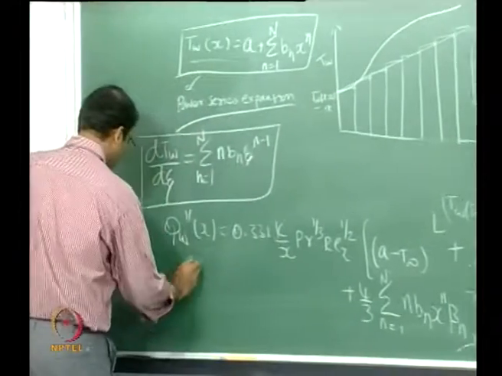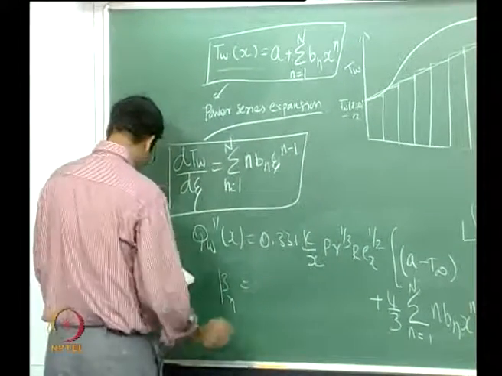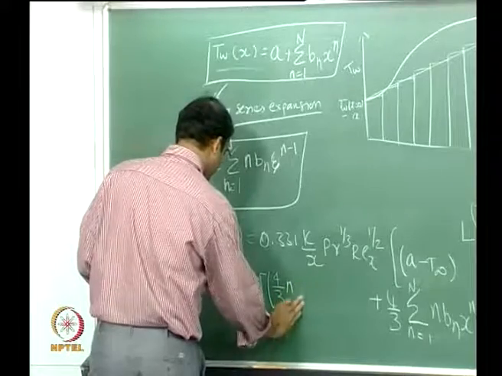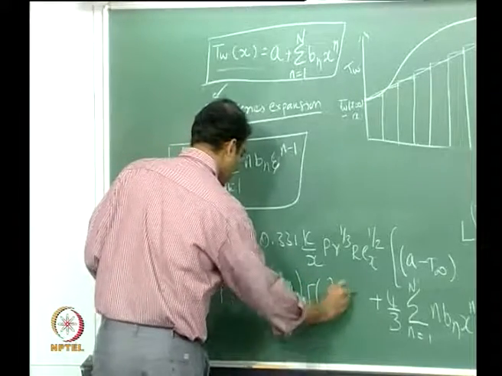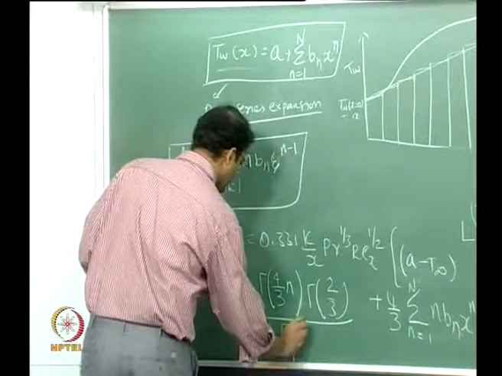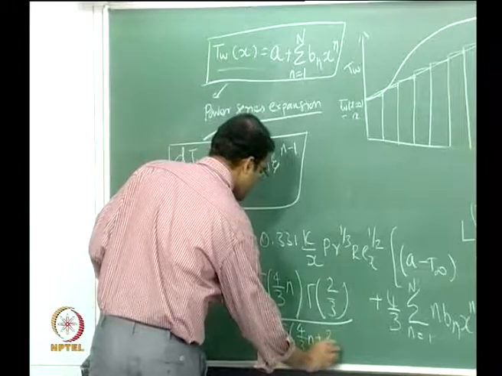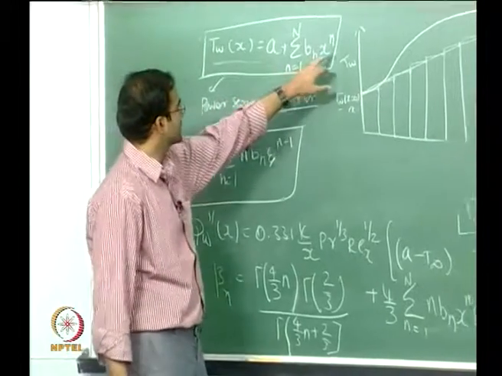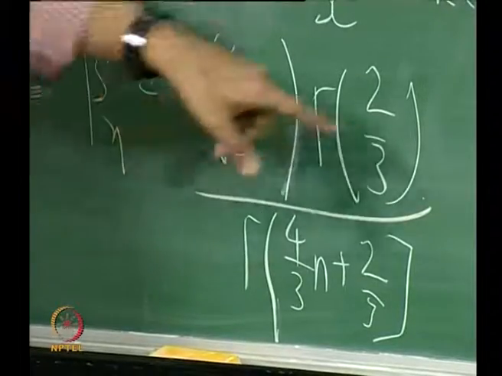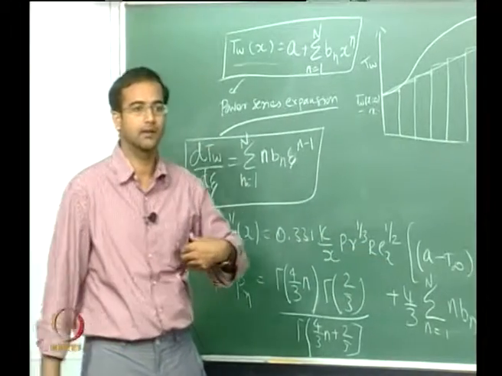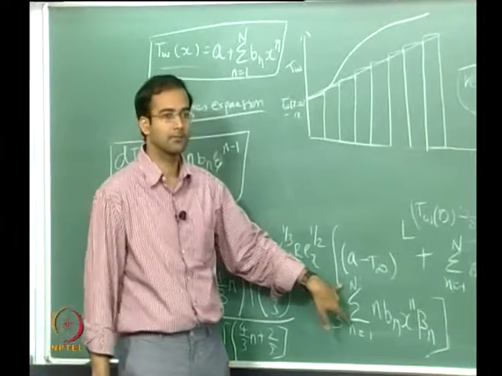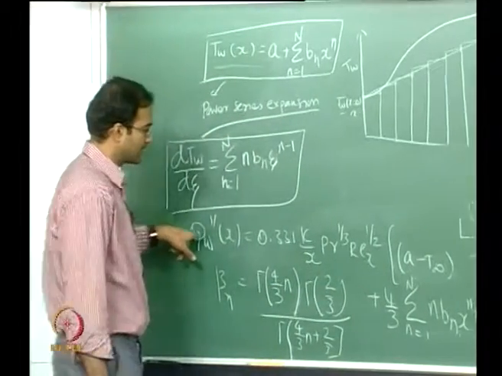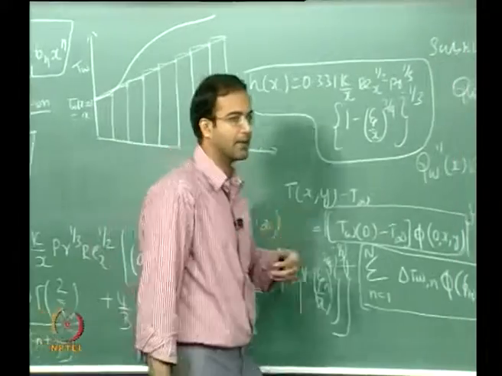Okay, so this beta function can be written as gamma function of 4 by 3, originally it was 4 by 3, now it becomes 4 by 3 n, into gamma function of 2 by 3 divided by gamma function of 4 by 3 n plus 2 by 3. Okay, so depending on the value of n that you use, the value of beta will change and then you have to sum them over all the values of n. So suppose you are using 5 terms, you have to sum them for each value of n, and for all the 5 terms you have to sum them together. So that will give you the variation if you have a more complicated profile.